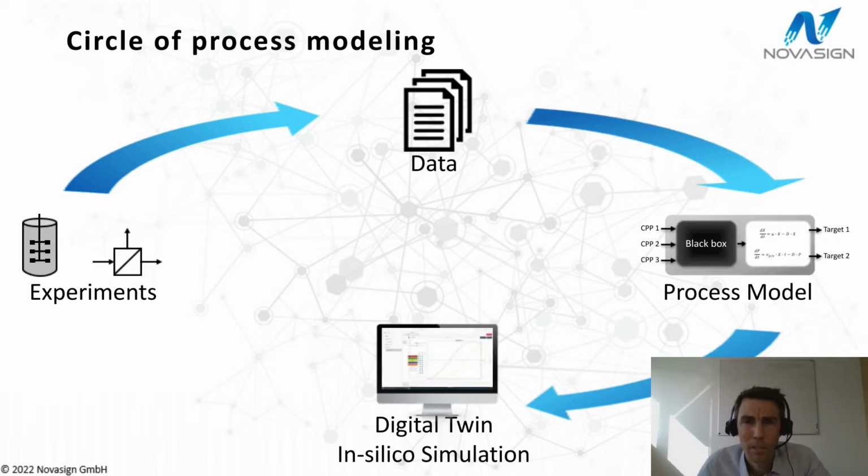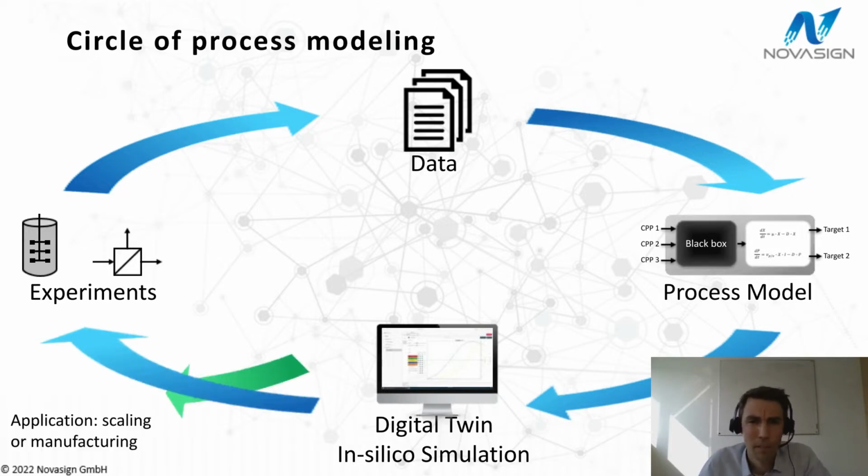And based on that, you can then use these models in a digital twin environment where you can do in silico process simulation to say, okay, what would be my ideal process condition? And then you either go back to the lab and perform new experiments, or, oh, this is a little bit off, you take these models basically for scaling or for manufacturing, for visualization. You can take this type of models then for the green line here.